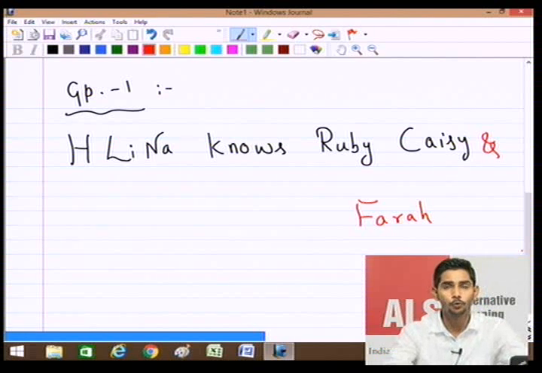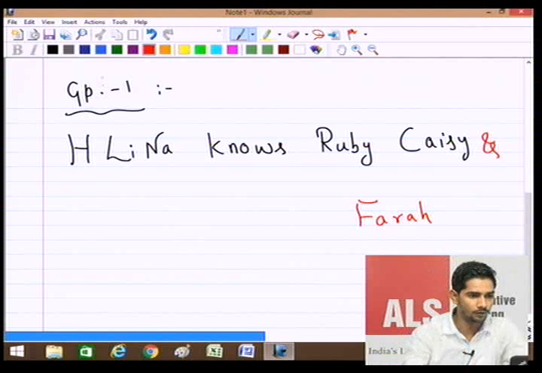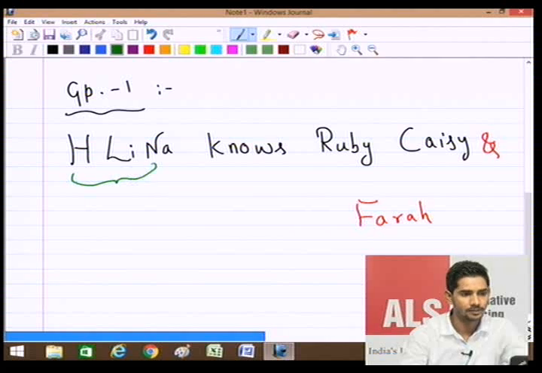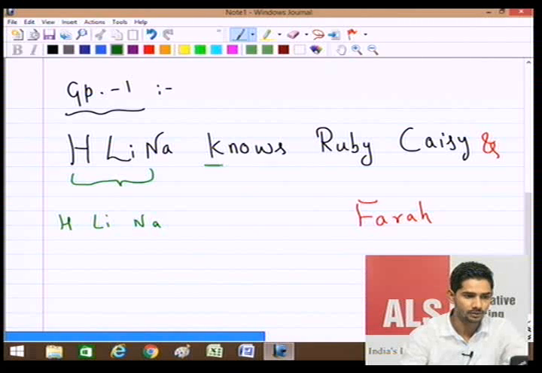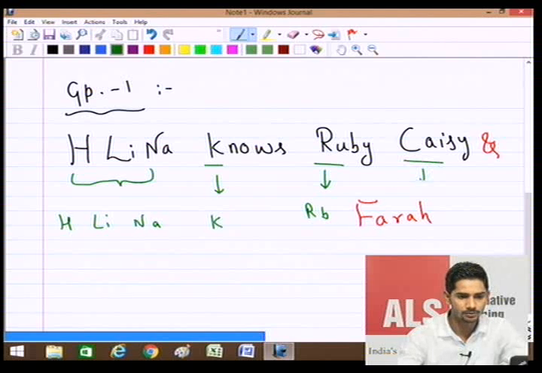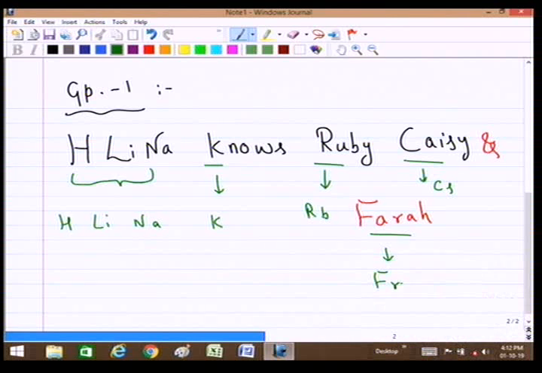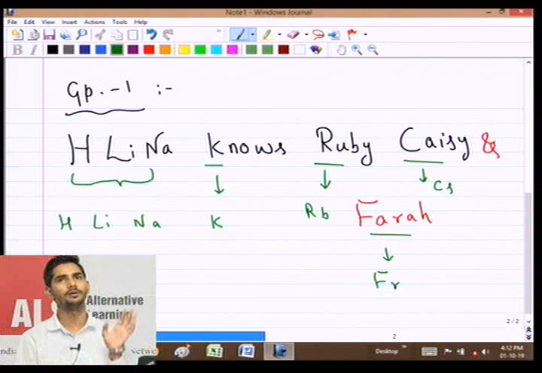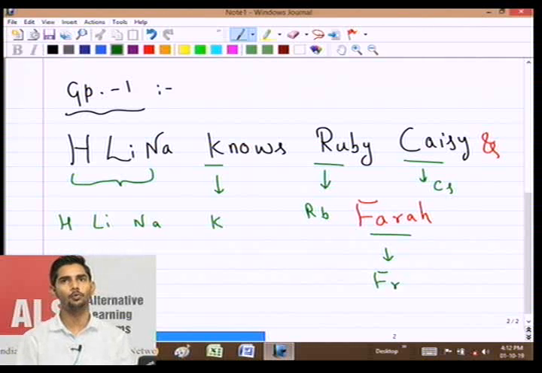Okay, Helena knows Ruby, Cassie, and Farah. So what will we get from here? See, these are the first three elements that we have written over there: hydrogen, lithium, sodium. Here you will get the potassium. Here you will get the rubidium. This is your cesium, and this is your francium. This is how you can simply memorize the group number 1. You have to simply remember a sentence that Helena knows Ruby, Cassie, and Farah.